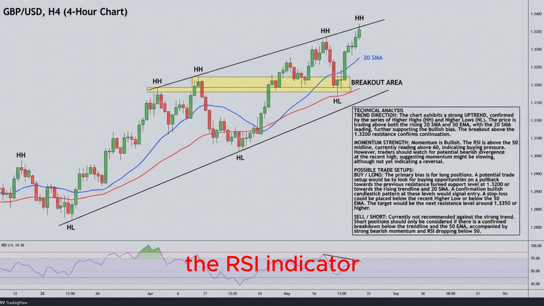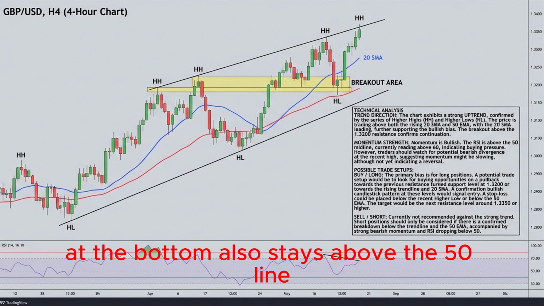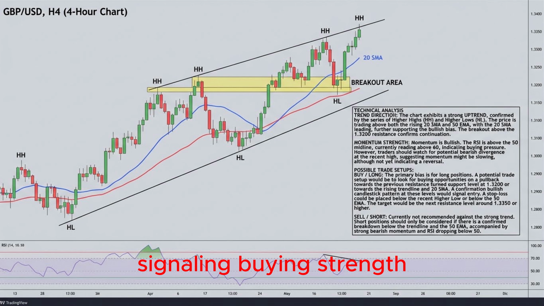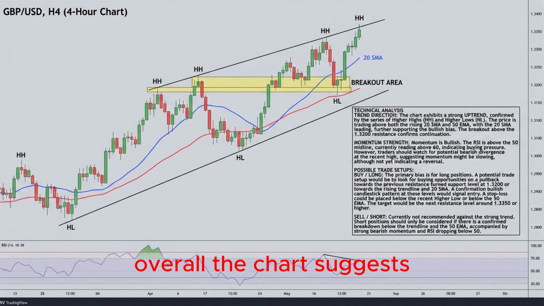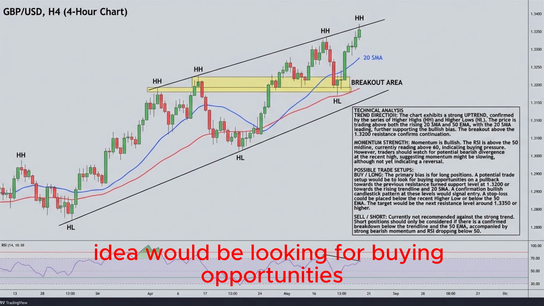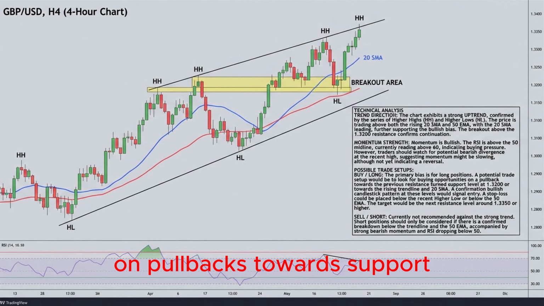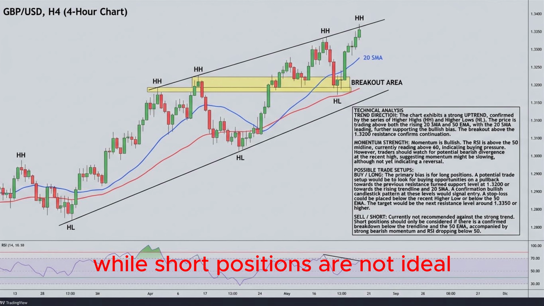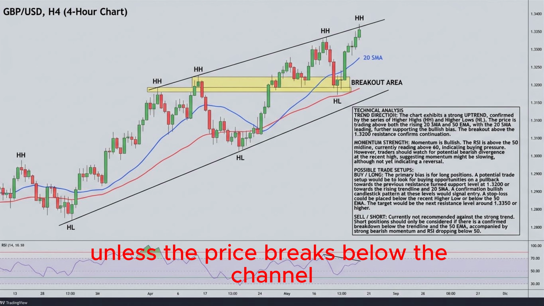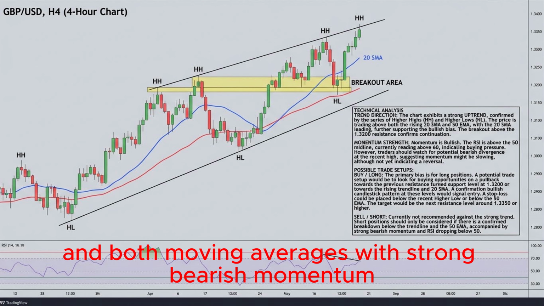The RSI indicator at the bottom also stays above the 50 line, signaling buying strength, although a slight bearish divergence warns that momentum may be slowing. Overall, the chart suggests that the primary trading idea would be looking for buying opportunities on pullbacks toward support or toward the moving averages, while short positions are not ideal unless the price breaks below the channel and both moving averages with strong bearish momentum.